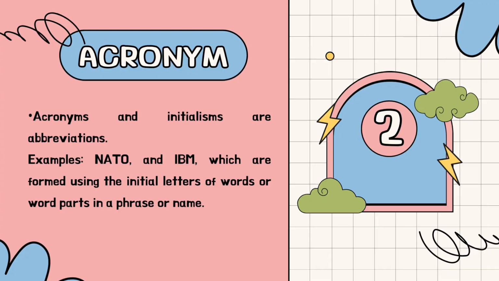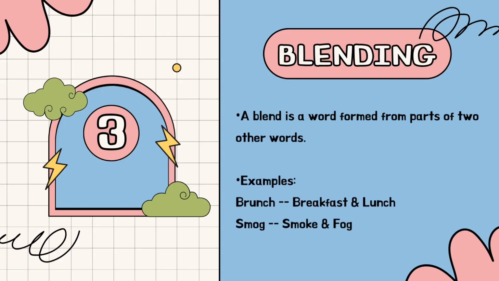The third one is blending. From the word blend, it is a word formed from parts of two other words. For example, brunch consists from two words, breakfast and lunch. Smog consists from two words, smoke and fog. Discuss with your friend and find the other example of blending.